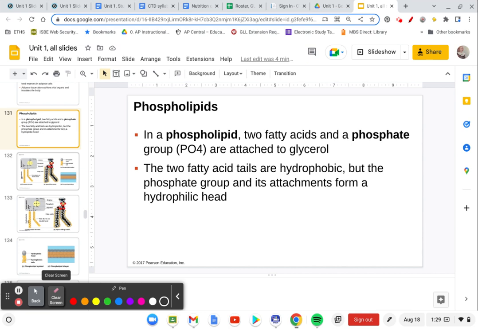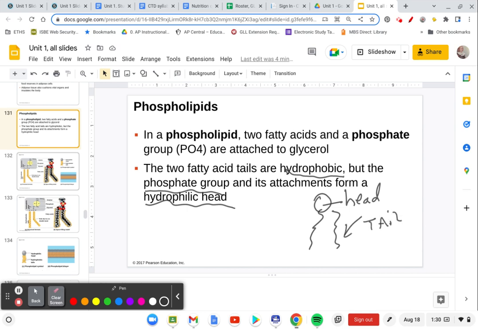Okay, so you've got the two fatty acid chains that are hydrophobic. And then you've also got the phosphate group, but it's hydrophilic. Sometimes we call the top part that's got the phosphate, the phosphate area, the head. And we call these guys down here the tails.